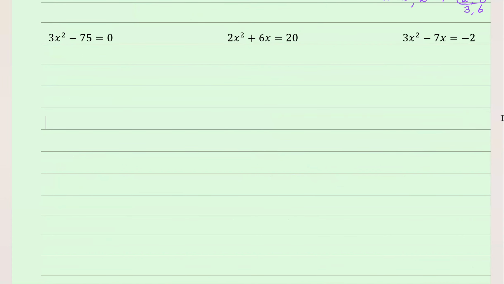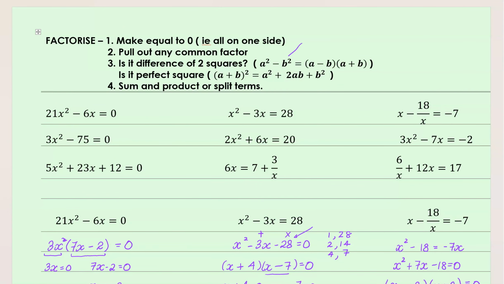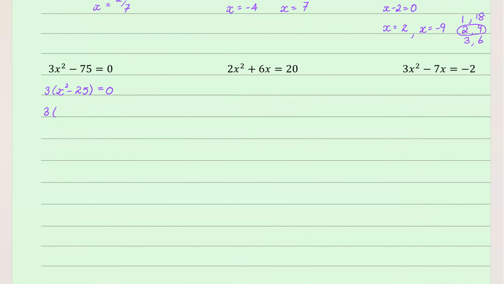So here we go. Everything is equal to 0. That's good. Is there a common factor? Yes, 3. So we pull out the 3, and that becomes x squared take 25, because 3 times 25 is 75. And now I'm looking at what's in the bracket, and to me, and I hope to you as well, it looks like a difference of two squares. So we're going to factorize that nicely to be x minus 5, x plus 5, right? 5 5s give me 25. I have a difference of 0. There we go. Notice you must keep the 3 out the front.